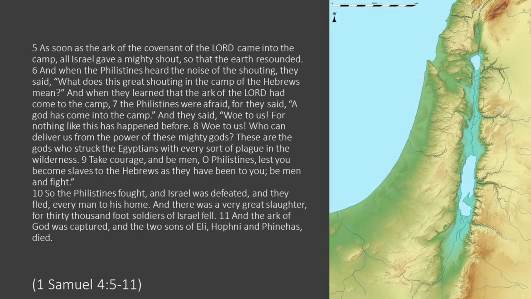As soon as the ark of the covenant of the Lord came into the camp, all Israel gave a mighty shout, so that the earth resounded. And when the Philistines heard the noise of the shouting, they said, "What does this great shouting in the camp of the Hebrews mean?" And when they learned that the ark of the Lord had come to the camp, the Philistines were afraid, for they said, "A god has come into the camp." And they said, "Woe to us, for nothing like this has happened before. Woe to us, who can deliver us from the power of these mighty gods?"